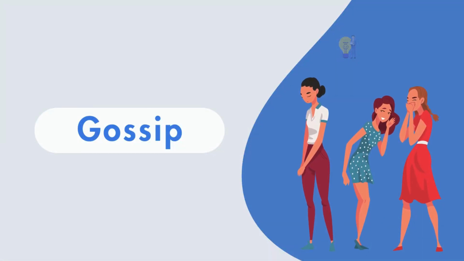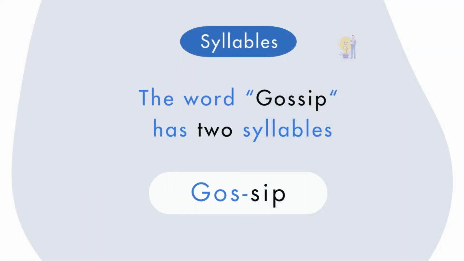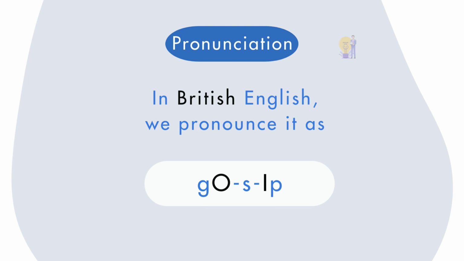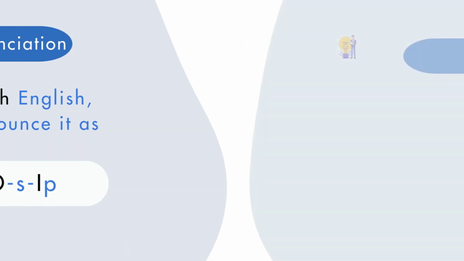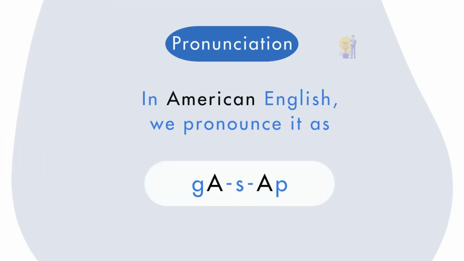Gossip. Gossip has 2 syllables, and in British English we pronounce it as gossip. In American English, we pronounce it as gossip.